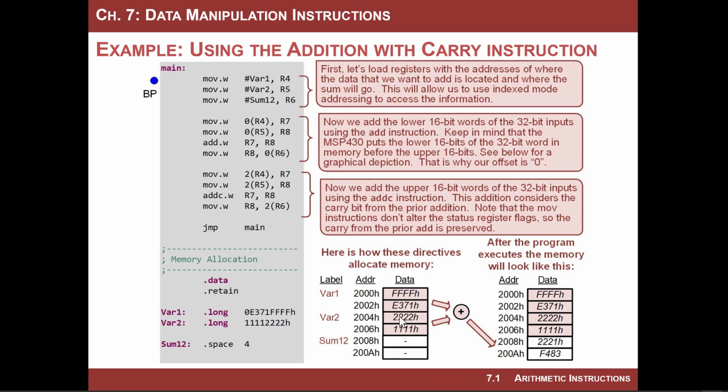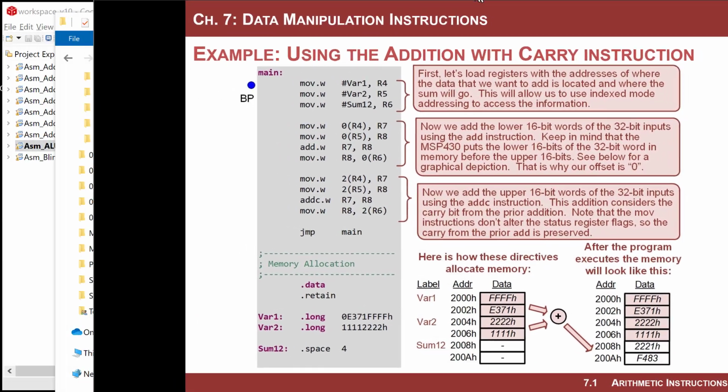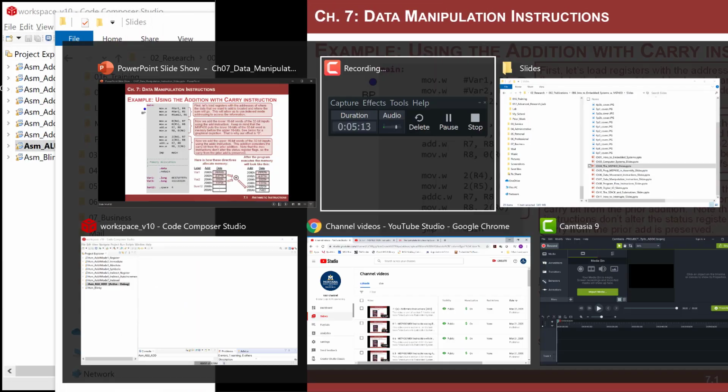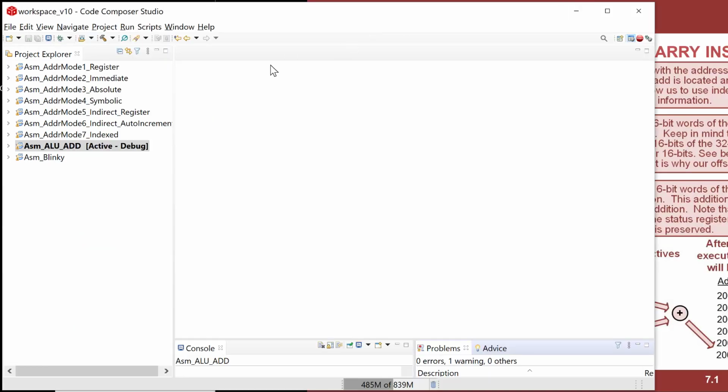So here's what I'm going to do. We're going to put this 32-bit word into memory, then we'll put this 32-bit word into memory, and then we'll do the add, and then we'll put the sum in these locations in memory. Okay, so let's see how we're going to do this. Let me leave this on the screen so you can see that. And let's fire up Code Composer.